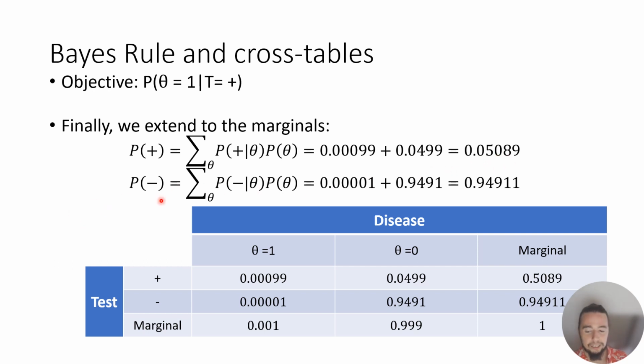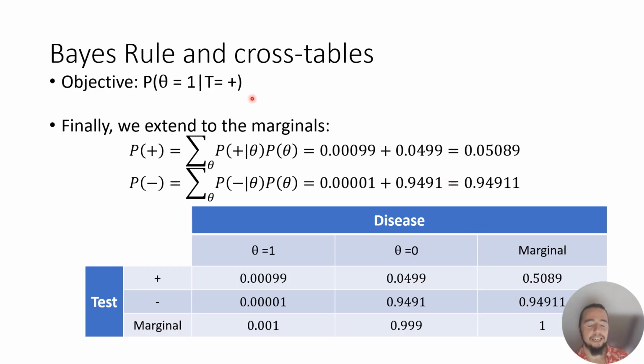We can apply the same operation to the probability of having a negative test, but with different numbers because it's a different row: 0.00001 and 0.9491, these two values. And we have 0.94911, that is this marginal. So we have the complete cross table.